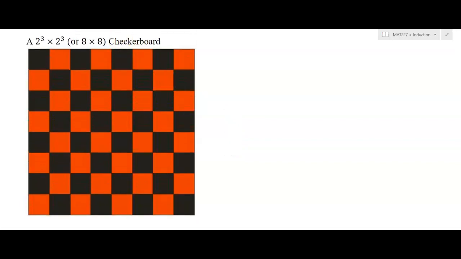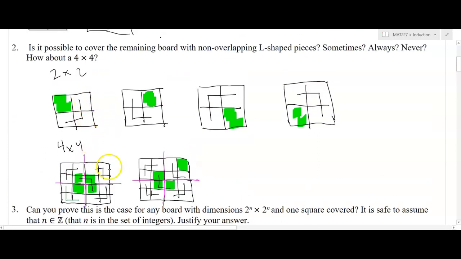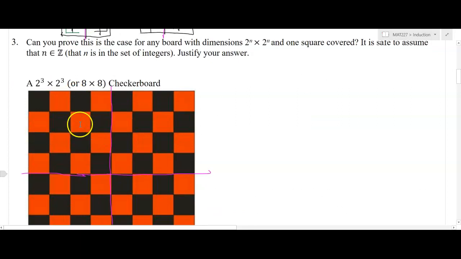But let's go ahead and again think about dividing this 8 by 8 into 4 4x4s. So it'll look kind of like this if I create a division there and a division down the center. You can see that really what I have is 4 of the previous case, the 2 to the 2 by 2 to the 2. A 2 to the 2 by 2 to the 2, i.e. a 4x4, consisted of 4 2x2s. So an 8 by 8 consists of 4 4x4s.